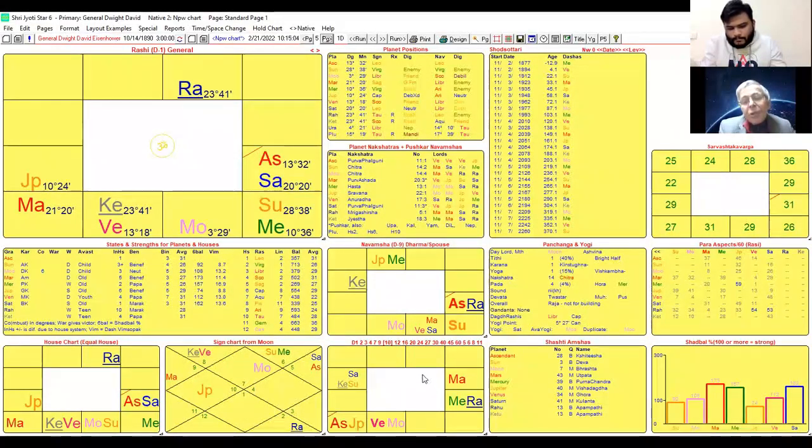And also, if we look at the D12, it's in the Jupiter Mahadasha aspected by the Moon. So this will make him a popular personality. Okay, well liked.